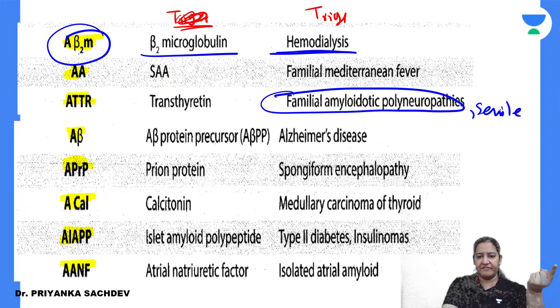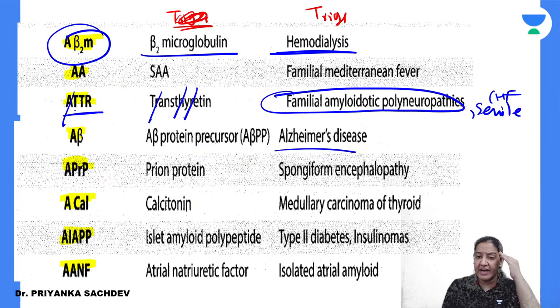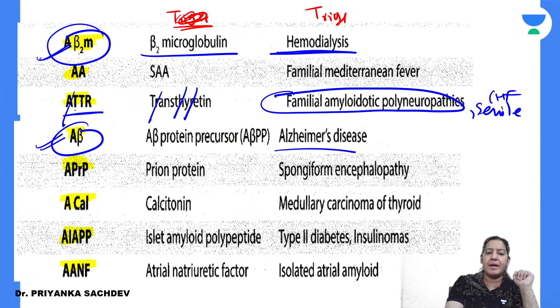he is having ATTR. What is the full form of ATTR? Amyloid TTR is transthyretin. So amyloid transthyretin type of amyloid. It's a type of amyloid. If the person is having dementia due to Alzheimer's, the person is having A beta. A beta 2 microglobulin is different, A beta is different. Right. So you have to learn these ones. These are the important ones. The others are in front of you. MCQs have come multiple times on these three.